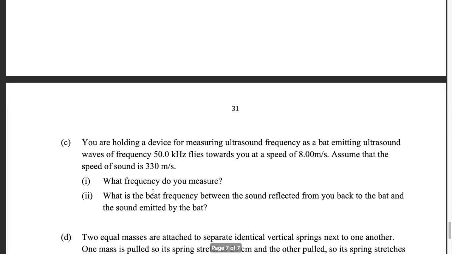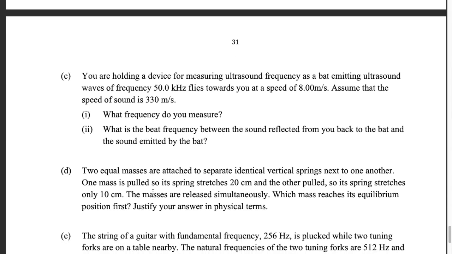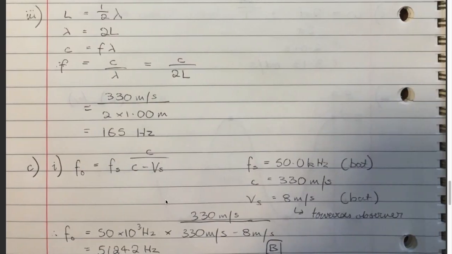Now part C is about the Doppler effect. So the source of sound is a bat, the observer is you. The bat is moving towards you at 8 meters per second and emitting sound at a frequency of 50 kilohertz.